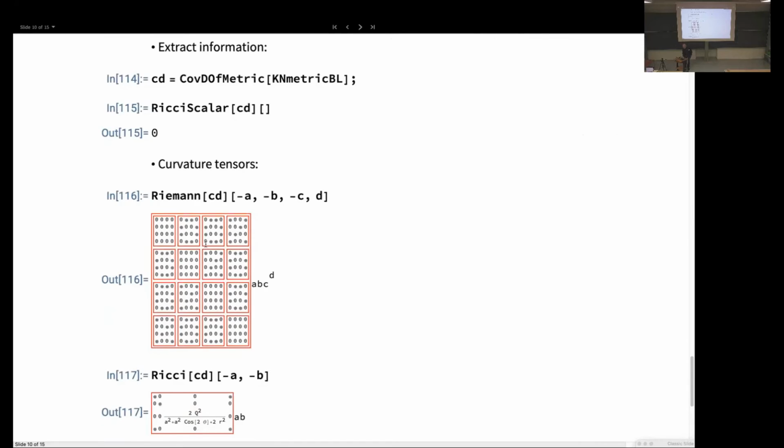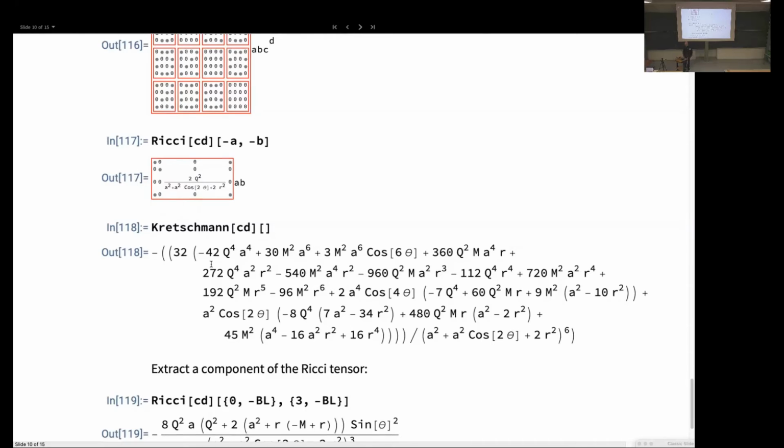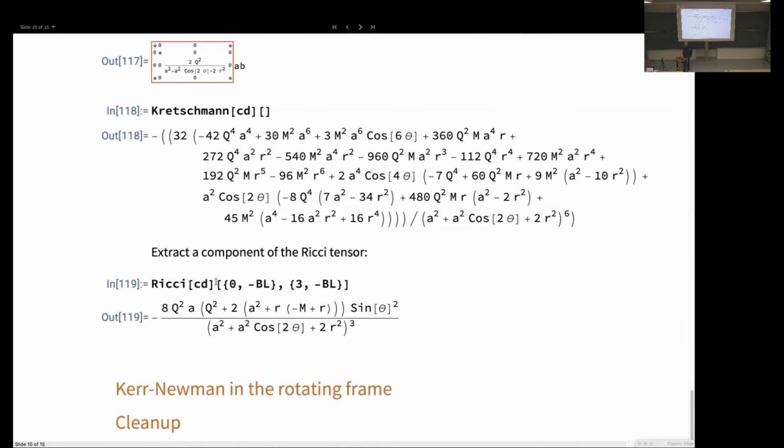That's the Riemann. So here that has all the components. You can extract individual components. That's the Kretschmann, for example. Or this is how you extract a component. This is the component 0,3 in this basis.